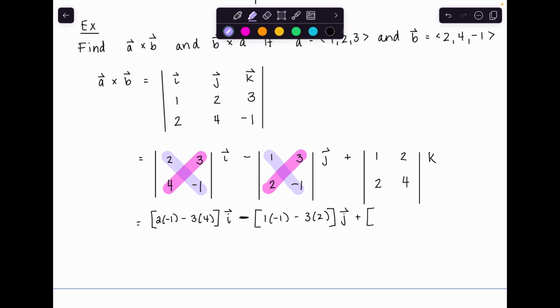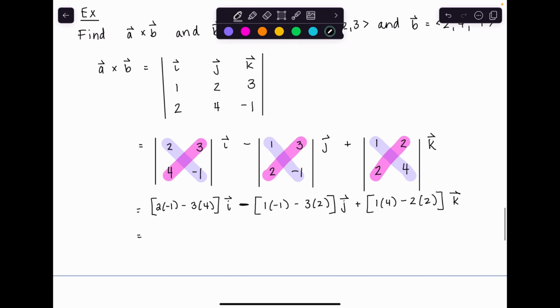And then last but not least, main diagonal is 1 and 4, off diagonal is 2 and 2. So we do 1 times 4 minus 2 times 2. And that is our K component. So here I will now jump into our normal vector form. This is negative 2 minus 12. So that's going to give us negative 14 for I.